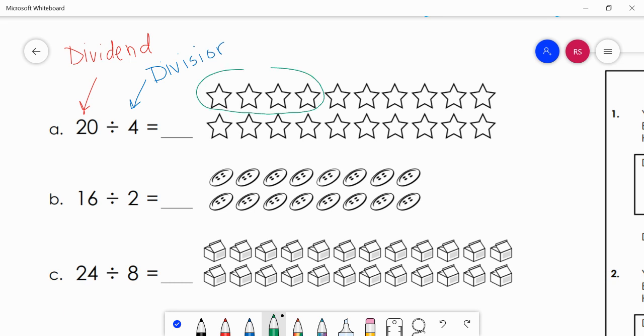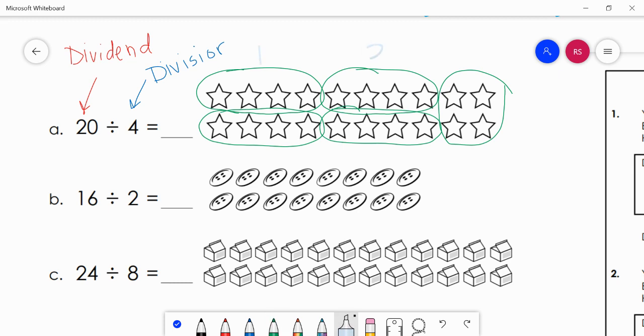So here's my first group of 4. Here's another group of 4. My next group of 4, and I'm just circling my groups of 4 stars here. All right, awesome. So I've used all my stars and I was able to create equal groups of 4. Now let's figure out how many groups we created. Let's count. We created 1, 2, 3, 4, 5 different equal groups. So our answer to this division problem is 5. 20 divided by 4 equals 5.